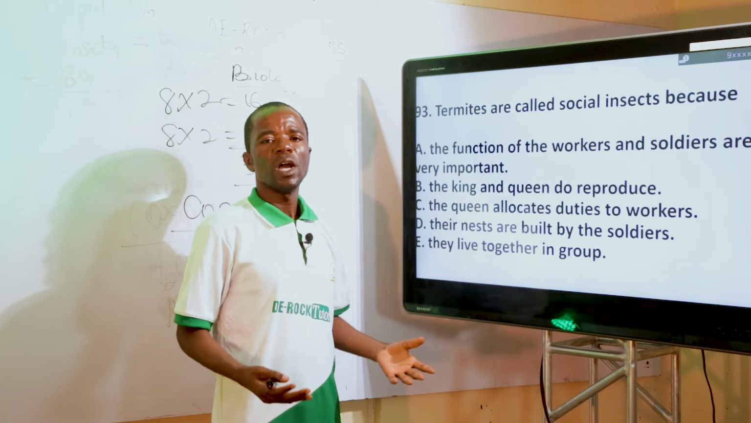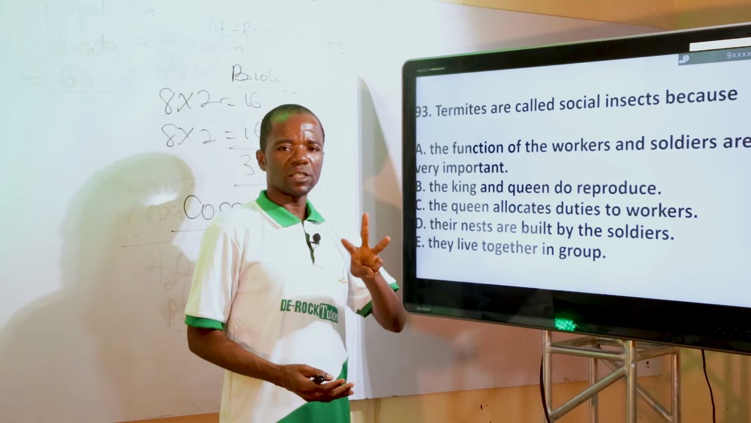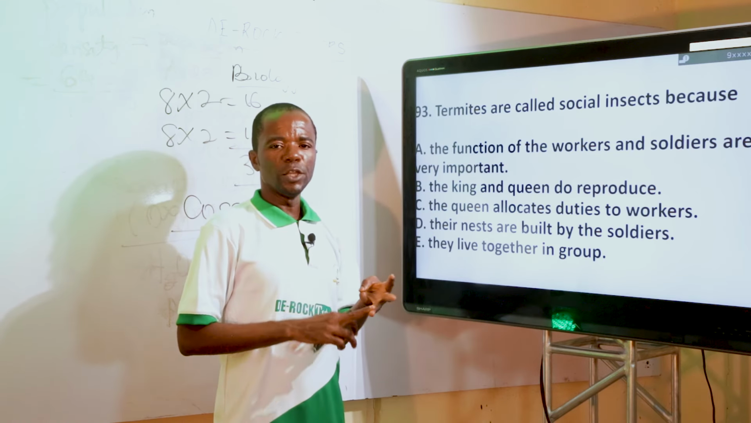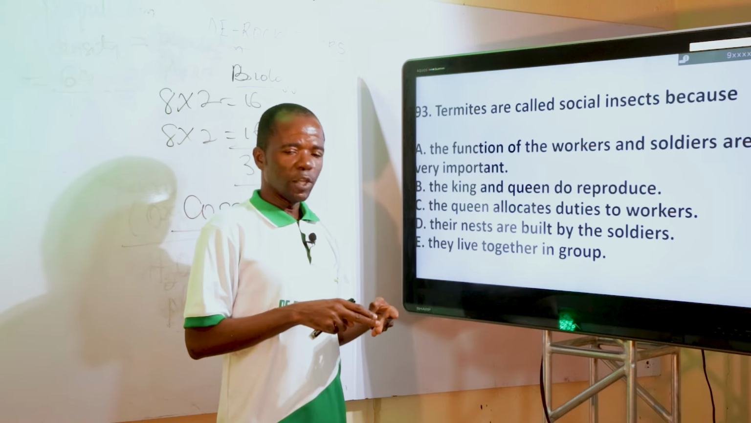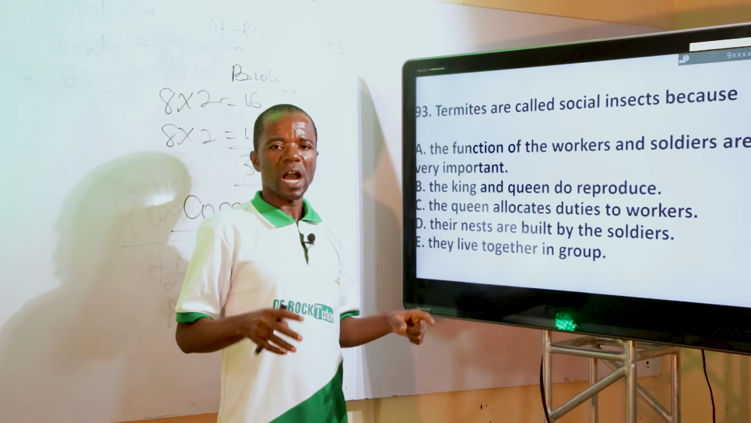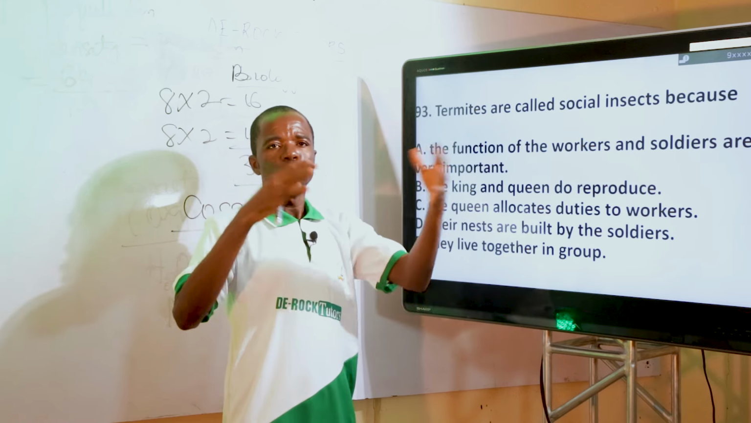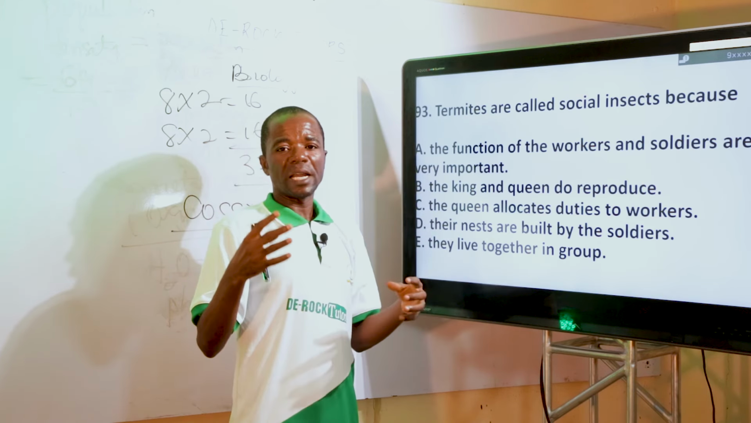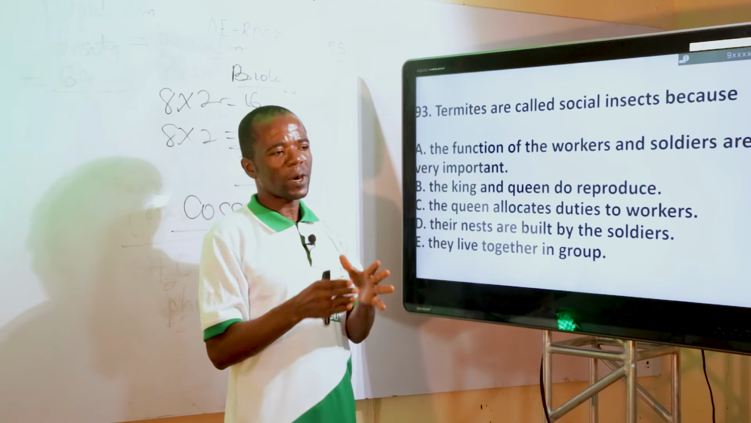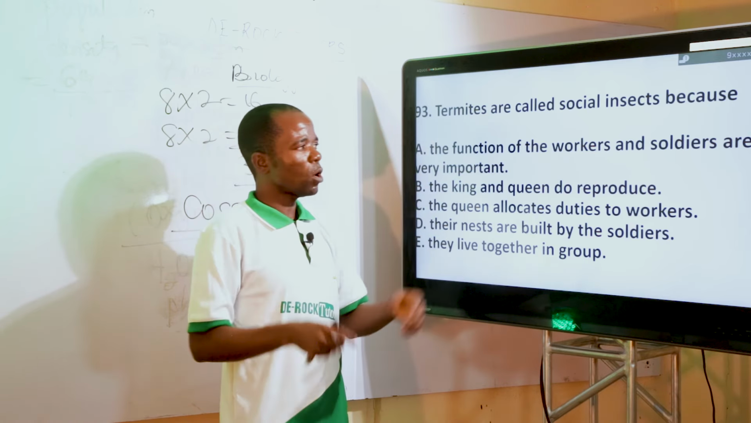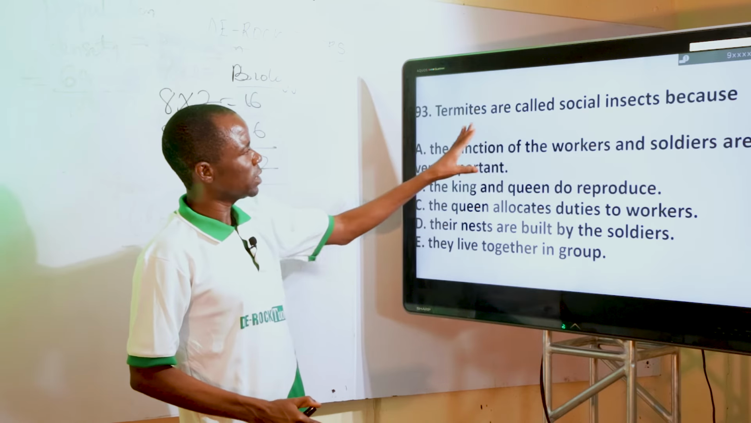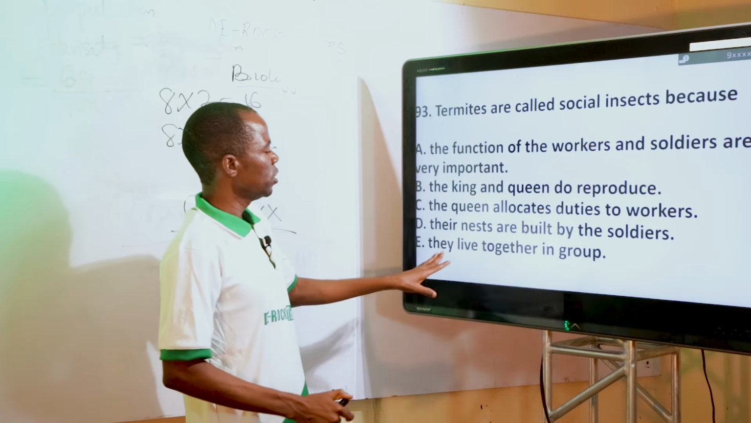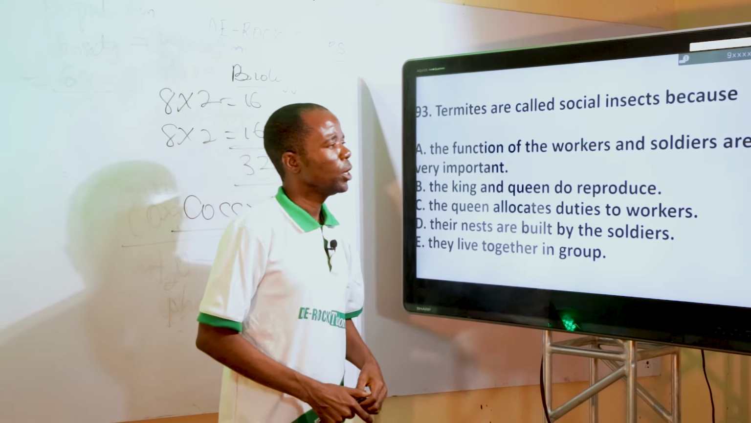In the case of bees, there are only three major castes. You have the drone, which is the male. It mates with the queen once and dies. You have the queen that lays the egg, and then you have the worker. The function of the worker is to gather pollen grains and nectar. The workers are the ones that primarily produce the honey that we consume. So the correct answer for this: termites are called social insects because they live together in groups.